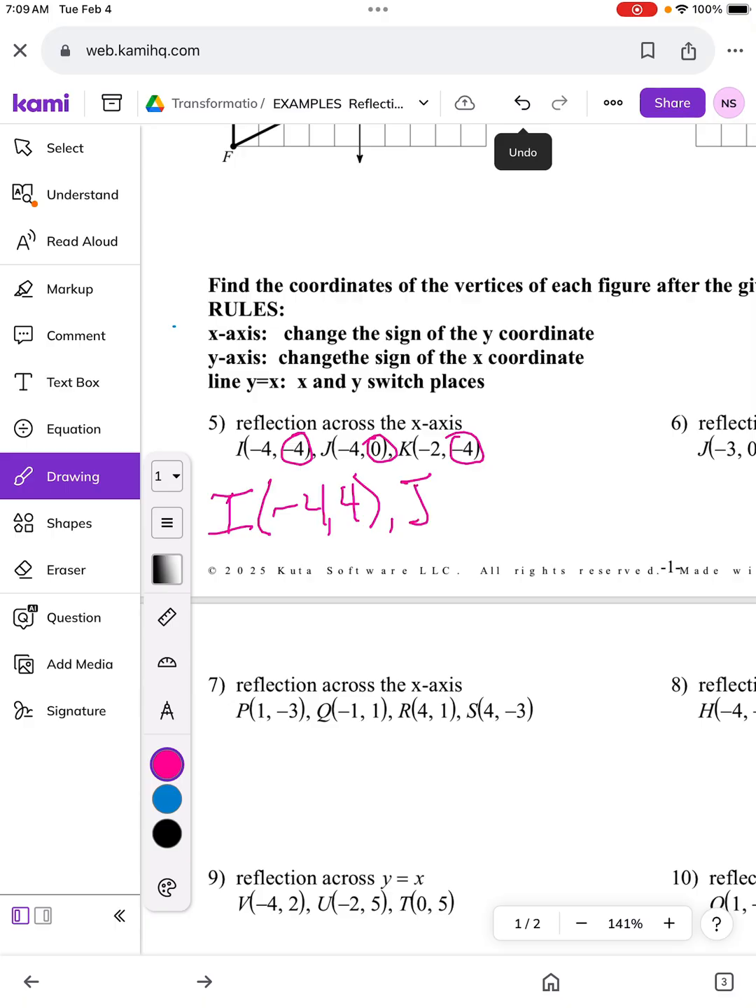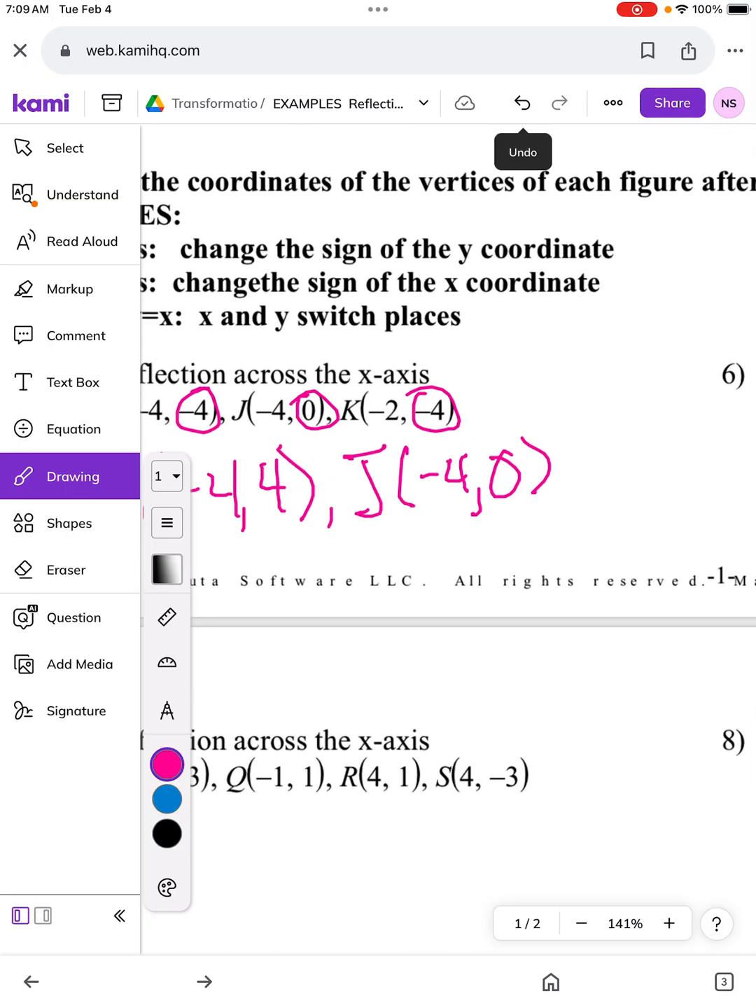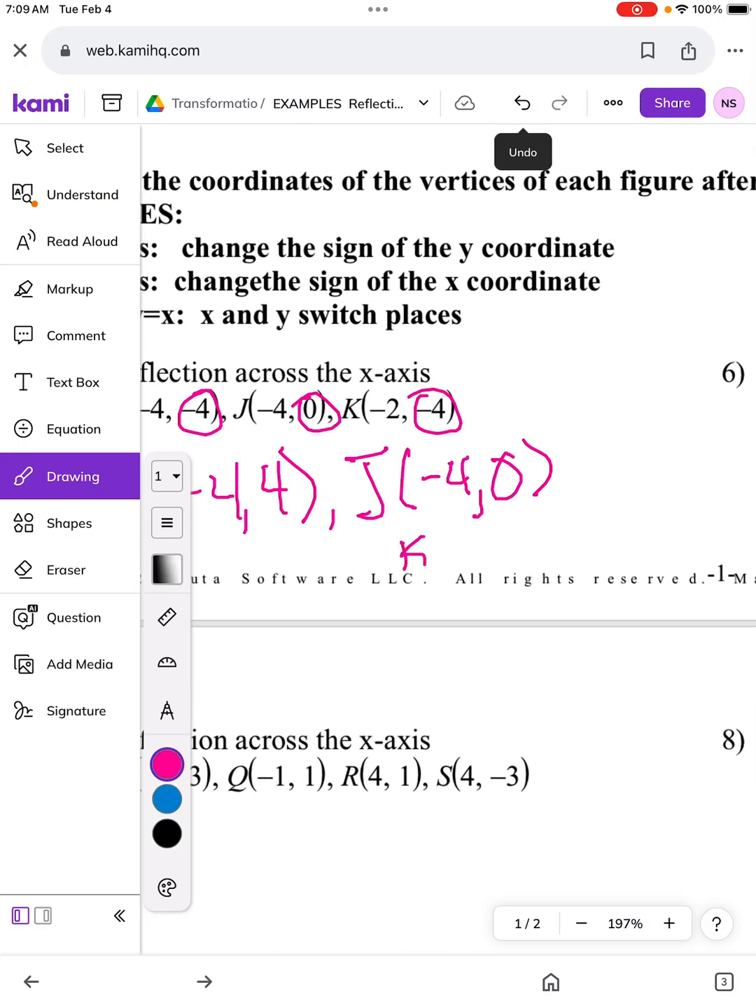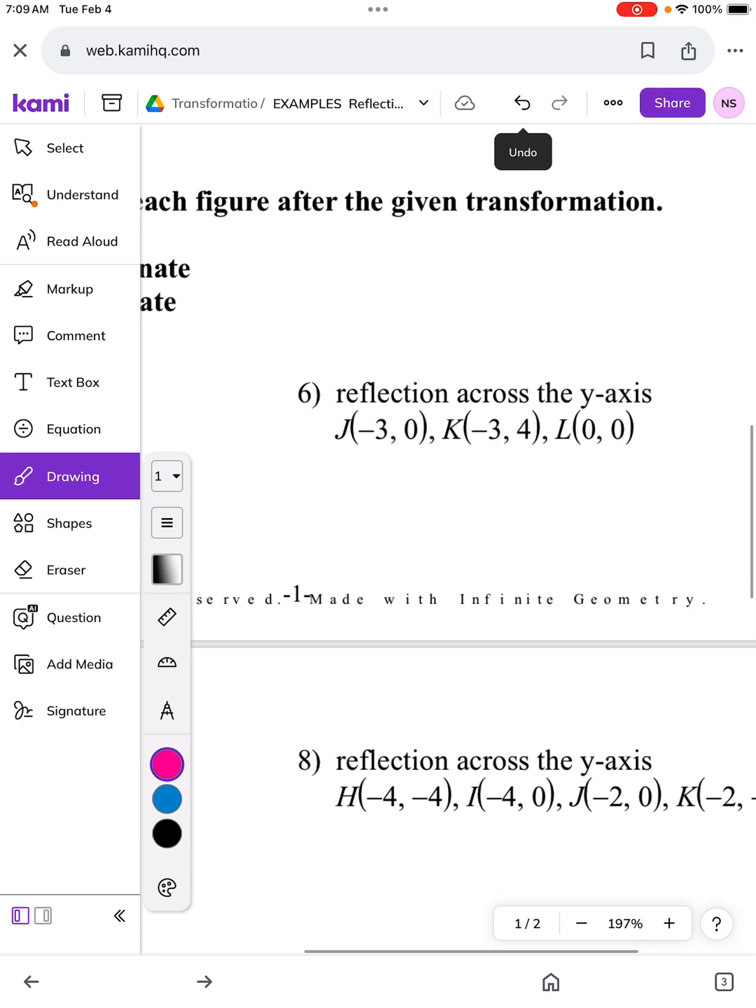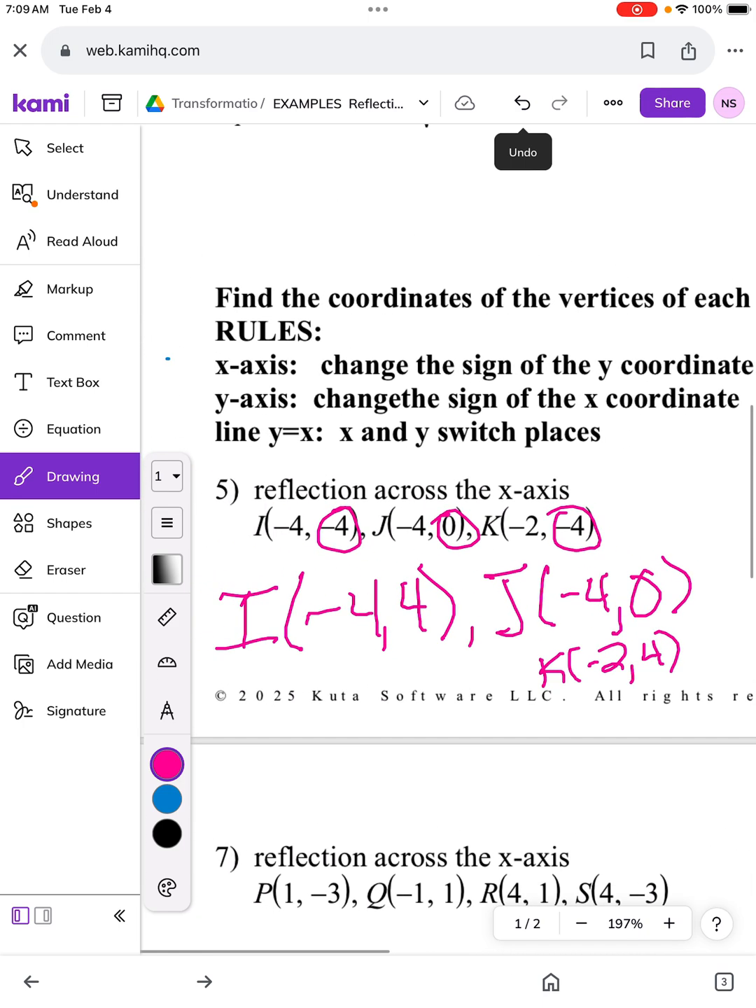For J, -4 stays the same, and 0 actually is also going to stay the same because we can't do anything with it. And then for K, -2 is going to stay the same, and the -4 is going to change to a positive. Let's see this one. This one they're telling us to go across the y-axis, so if you take a look at the rules, y-axis will change the sign of the x-coordinate. So let's go ahead and circle the x-coordinates.